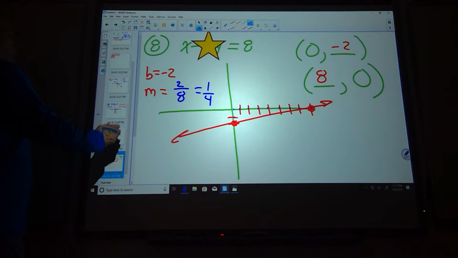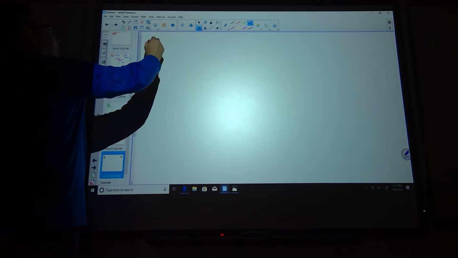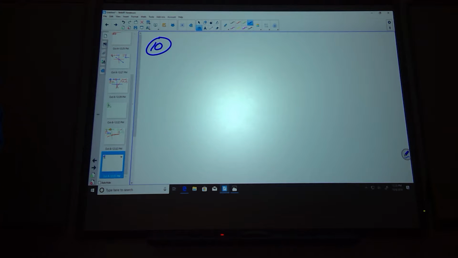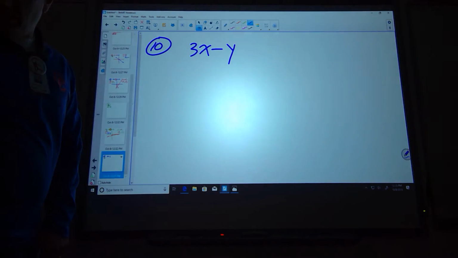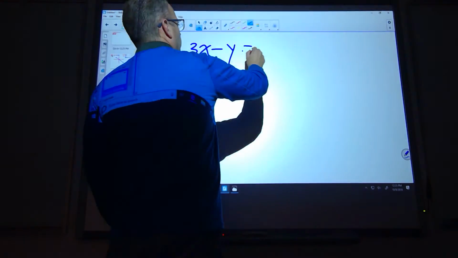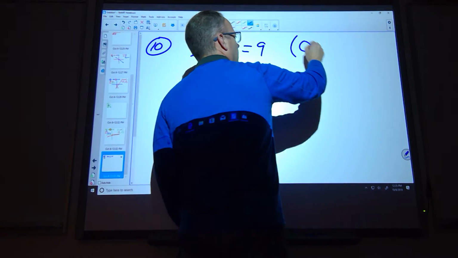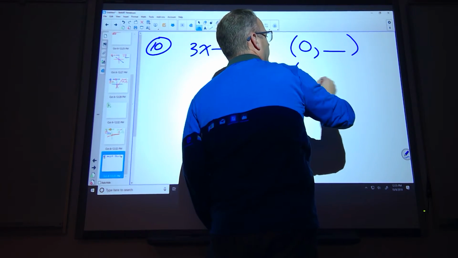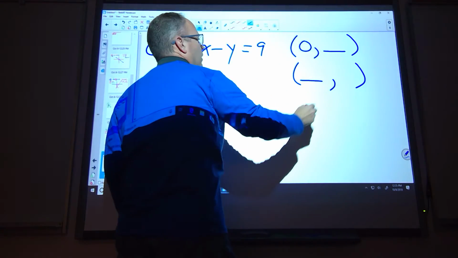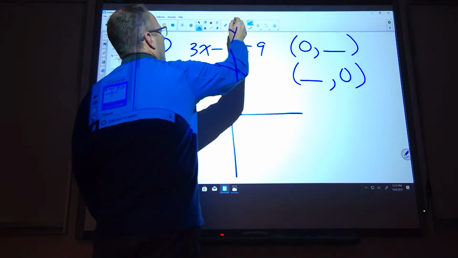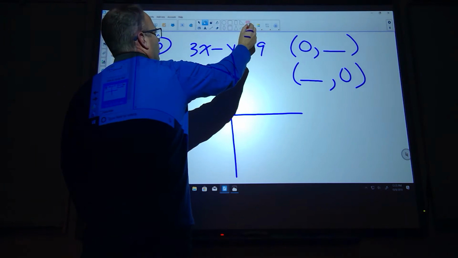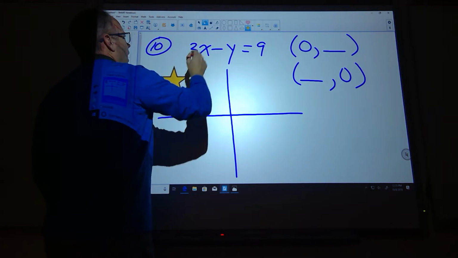All right, let's go to number 10. Gold star rating. Easy. Number 10. 3x minus y is equal to 9. How is this one set up to use? Cover or no? Cover. Sweet. So cover is pretty popular. And I like the star. The star's pretty good.